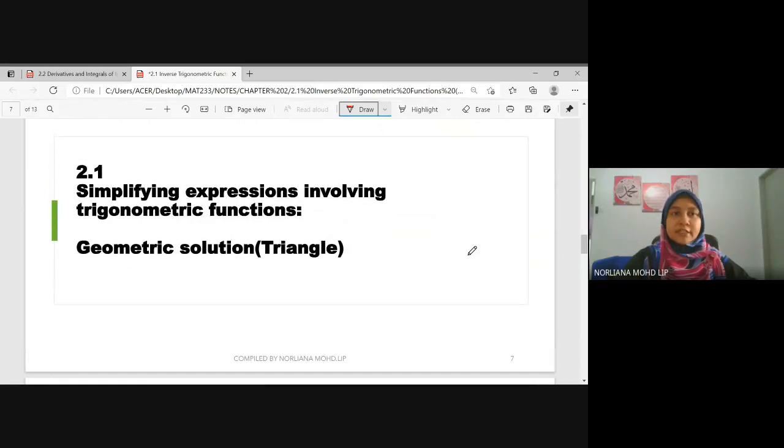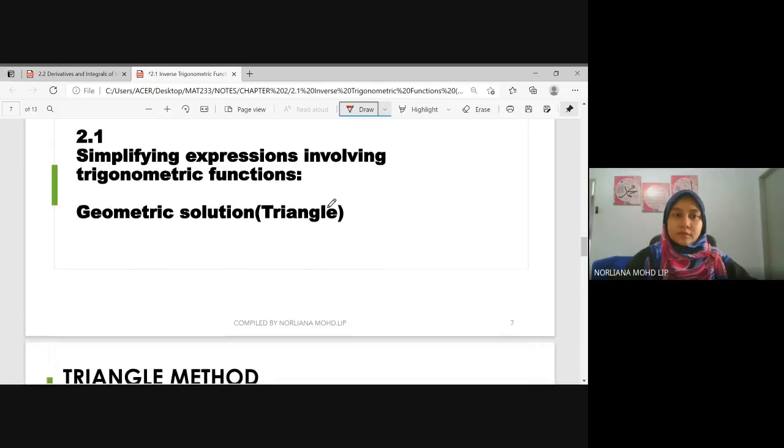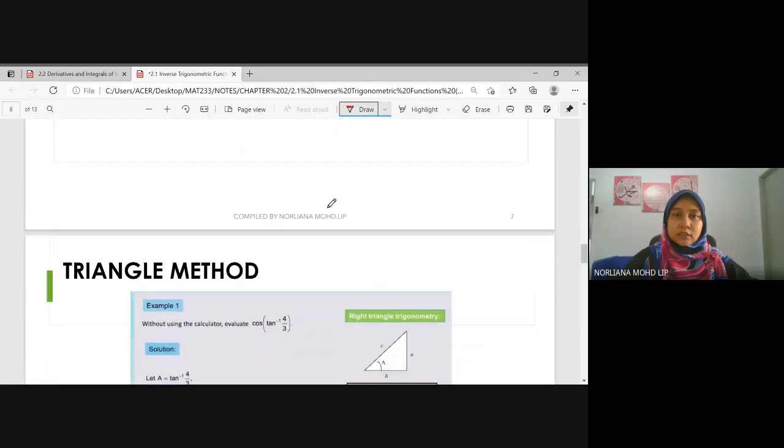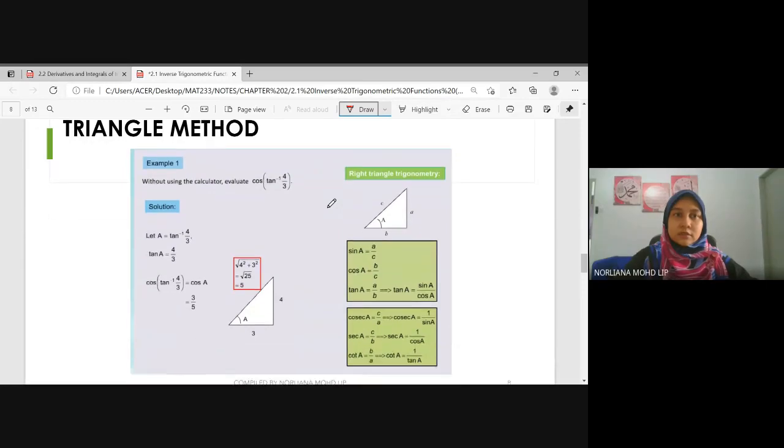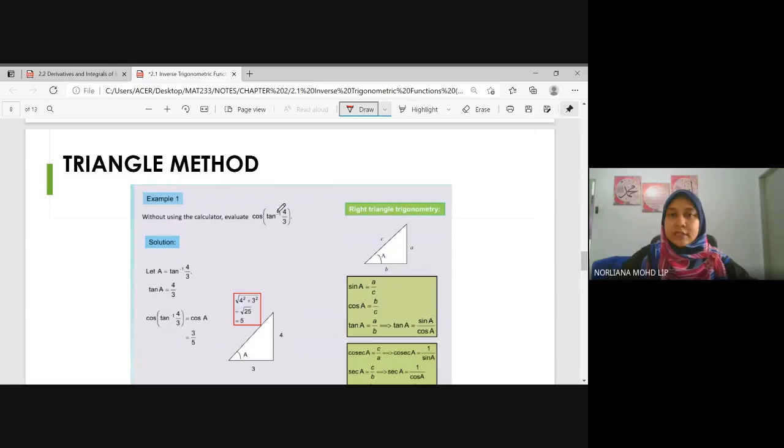Okay, how to simplify the expression involving the trigonometric function? In this course, we use the geometric solution, or the triangle method, to solve this expression of trigonometric function. In this triangle method, we use the right angle triangle, 90 degree.